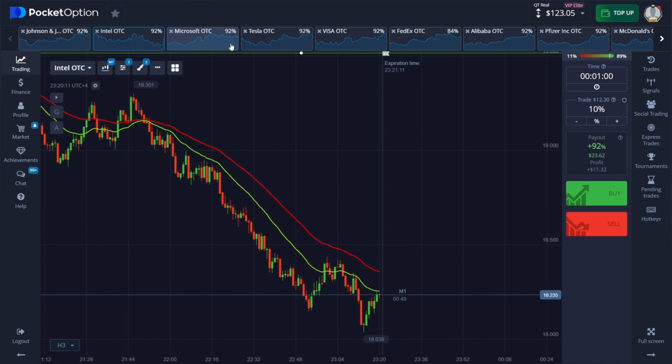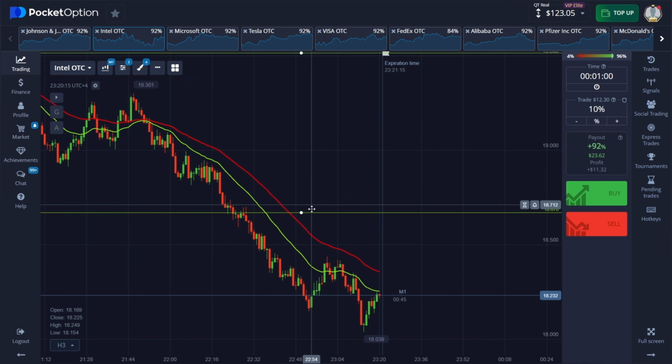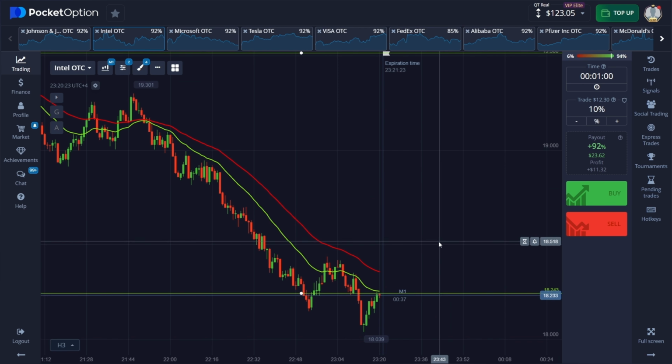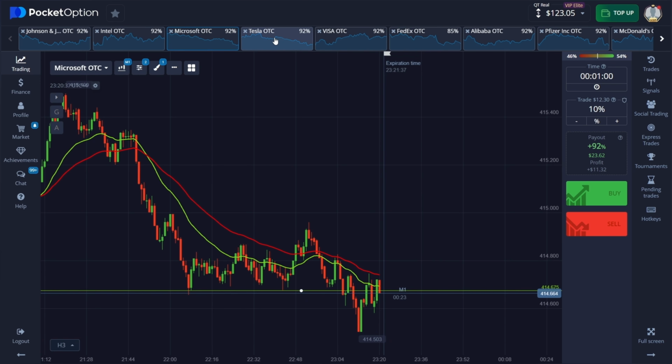Intel looks like a potential trade from the moving average. I'm waiting for a good entry on Intel OTC. But I don't think we'll get one, so we'll avoid this trade.